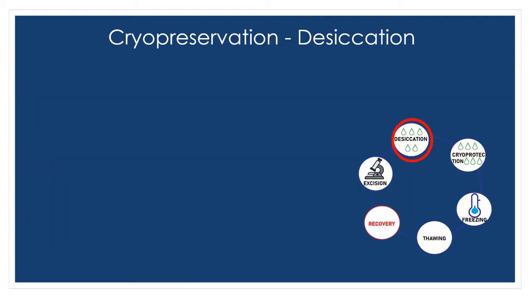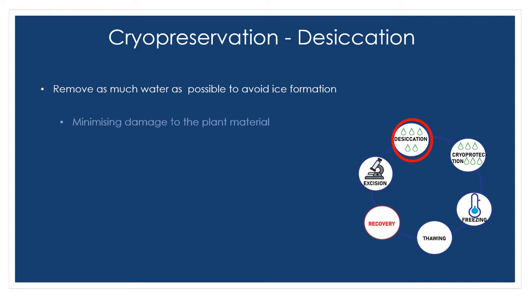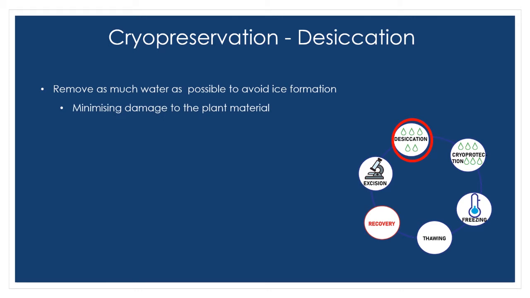The next step in the cryopreservation protocol is a step of desiccation. So in this step, basically what we're doing, we're trying to remove as much water as possible from the plant tissue to avoid ice formation, which can be very deleterious for the survival of the plant. By doing this, we are minimizing damage to the plant material.